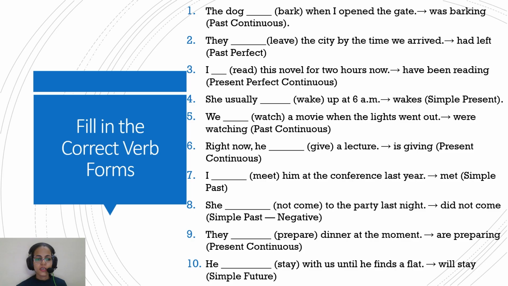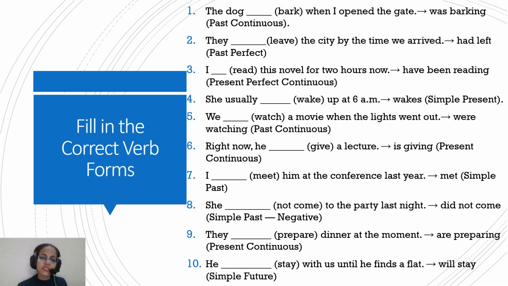Now let's quickly go through this also. "The dog dash bark when I opened the gate." So was barking, past continuous. "The dog was barking when I opened the gate." "They dash leave the city by the time we arrive." "They had left the city by the time we arrived," because we have two actions happening here, so we have to use had plus the third form of verb to clarify which action is happening first. So, "They had left the city by the time we arrived."